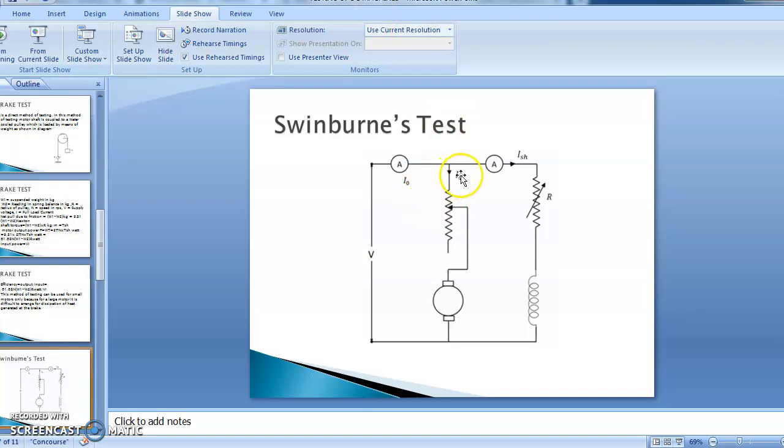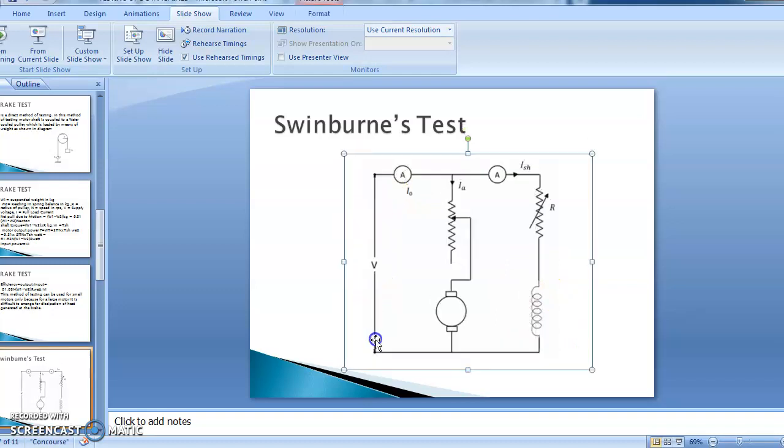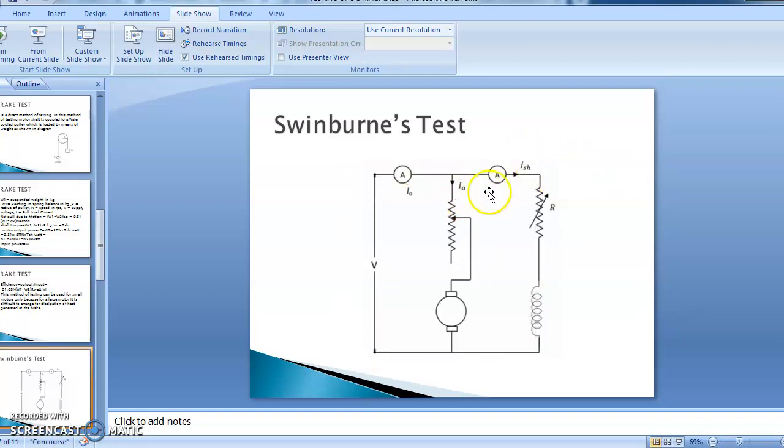In this case, here this is the variable resistance which is connected across the armature, and similarly this variable resistance is connected across the shunt field. This is the supply voltage, and if you see here, at this point the current is divided into two parts. If this is the motor case, this will be the input terminal, this will be your line current, and at this point it will be divided into two parts. One of them is passing through the shunt field, and the rest is passing through the armature.